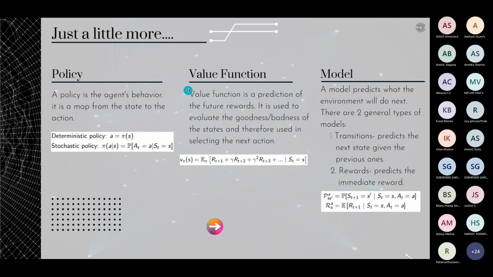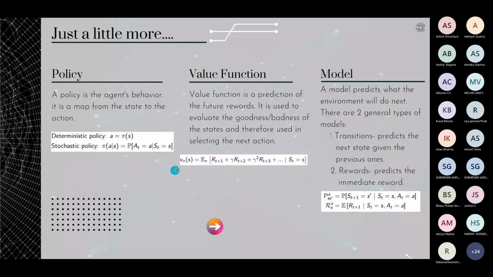Now, next up is the value function. The value function is again a very important thing that you need to know in a reinforcement learning algorithm, because sometimes it is this value function that you're trying to maximize. A value function is basically a prediction of the future rewards that you are going to get. It is usually associated with a particular state. When you're in a state, the value function tells you whether this state is good or bad, and it will help you in selecting the next action.